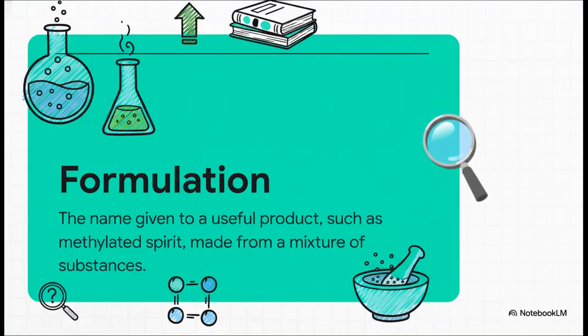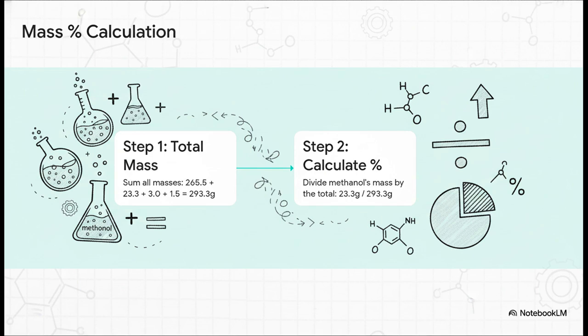And here we go, a classic 1 marker to start us off. It's asking for the specific scientific name for a useful mixture like this. The mark scheme is looking for one very precise word: formulation. This is one of those key terms from the syllabus, and just knowing it is how you bag that first easy point.